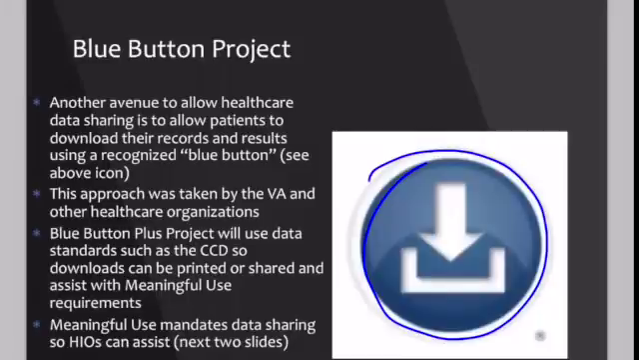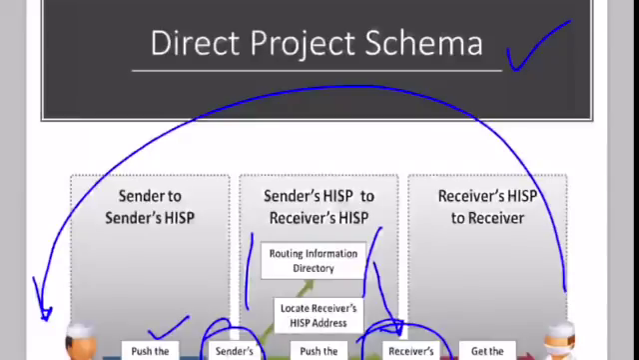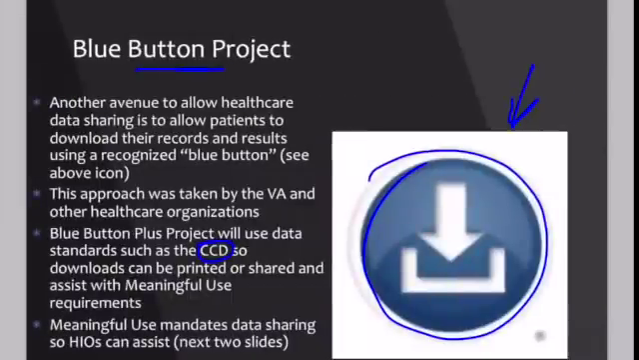The Blue Button Plus project will use data standards such as the CCD standard, the continuity of care document standard, so data can be downloaded, printed, shared, and assist meaningful use requirements. So basically, the Blue Button project was to assist the patient, and it is also an exchange of data, and it is just downloading of secure information. With that, they set some meaningful use requirements so that the people involved can get the maximum benefit out of this technology.